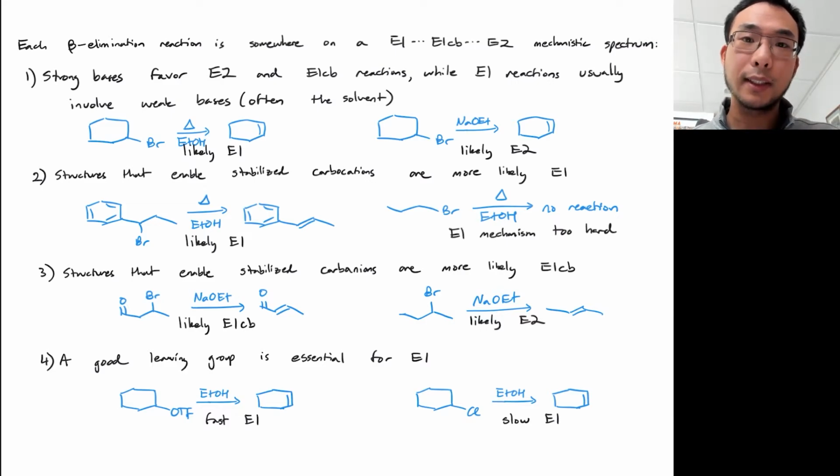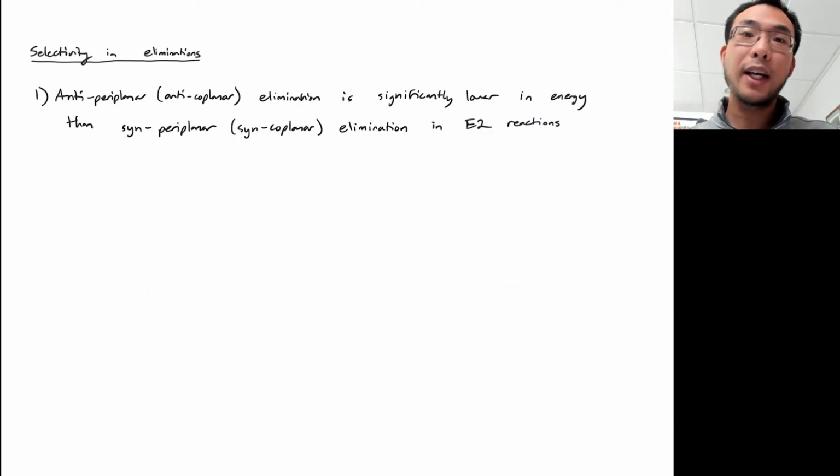Elimination reactions do exhibit some forms of selectivity, so we'll go through those now. The first one that we'll consider is that elimination in an E2 reaction must take place in an anti-periplanar or anti-coplanar fashion. When I say must, I mean that it is much more favorable for an anti-periplanar or anti-coplanar reaction to take place versus the syn-periplanar or syn-coplanar reaction.